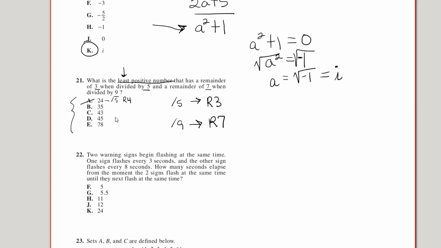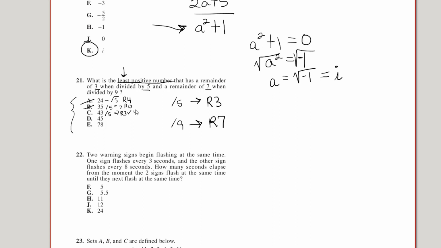So A choice is out. Looking at 35, when I divide that by 5, well, that's an even number. That equals 7. I have a remainder of 0, so that doesn't work. 43, when I divide by 5, it has a remainder of 3, so that does meet the first condition.